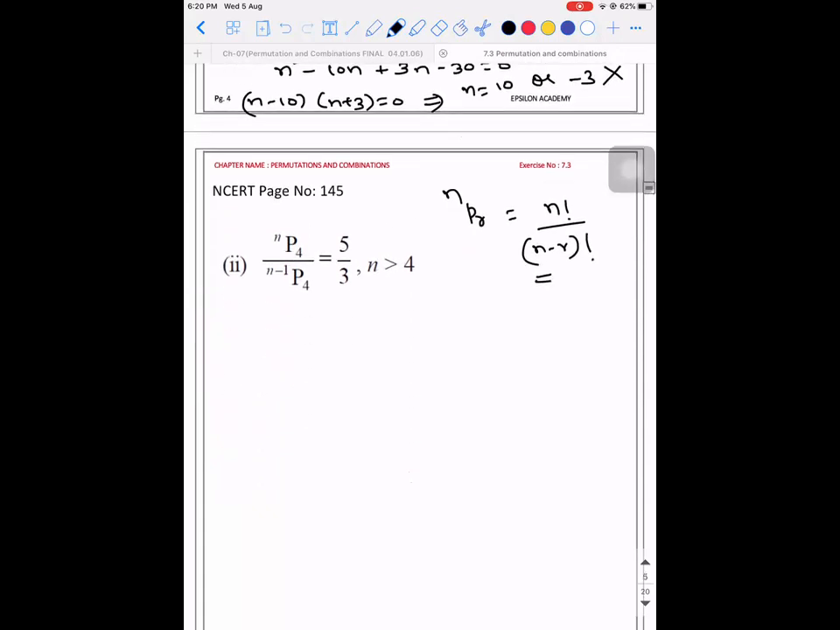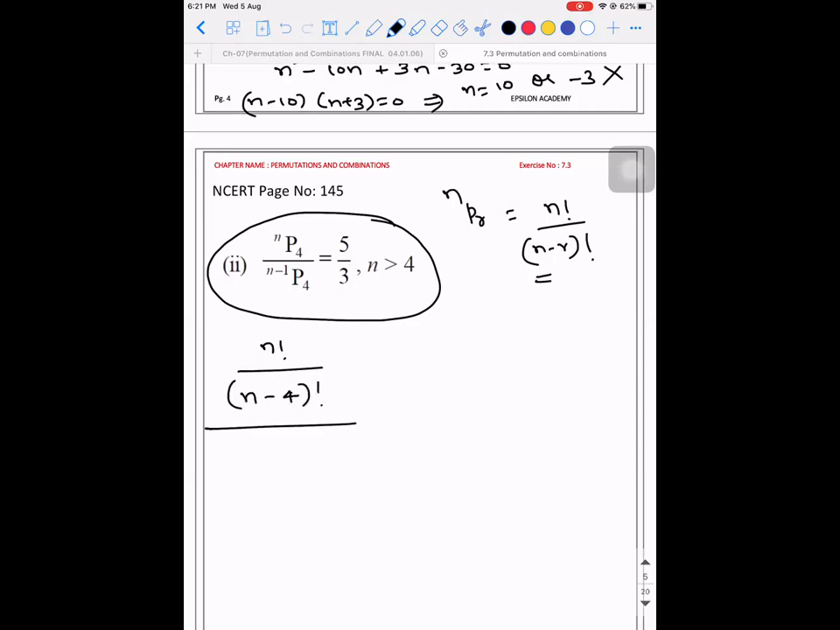So let's start with this problem. nP4 divided by (n minus 1)P4. It is n factorial divided by (n minus 4) factorial, the whole divided by (n minus 1) factorial divided by (n minus 5) factorial. Accepted? So this is equal to 5 by 3. Now let's look at the combination of n factorial and (n minus 1) factorial, that is the numerators.